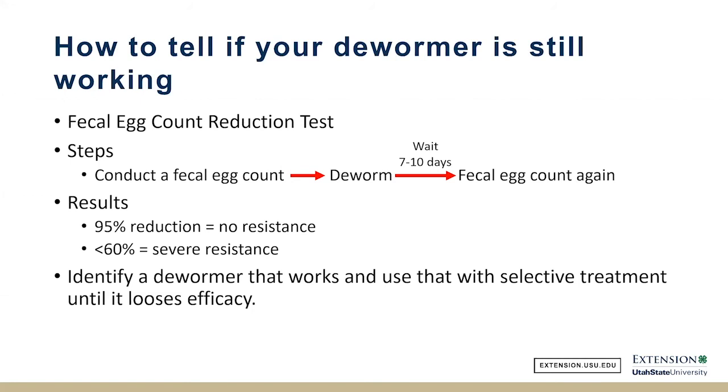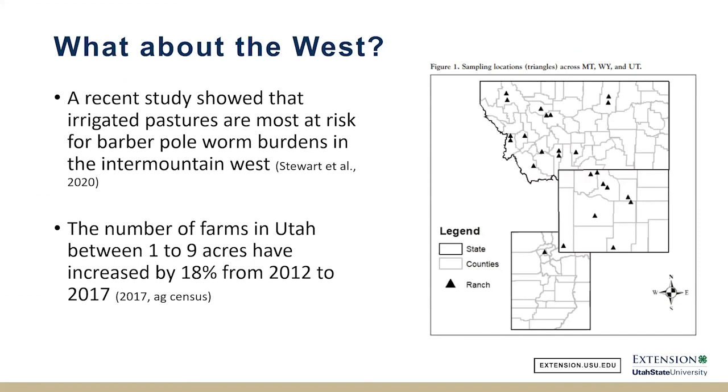So identify the one that works for you and then use that with selective treatment until it loses efficiency. We used to say that you should rotate through different dewormers, but now the consensus is that you should use one dewormer that works. Make sure that you only selectively treat those animals that are in bad condition. And we'll talk about how we do that just a second here.